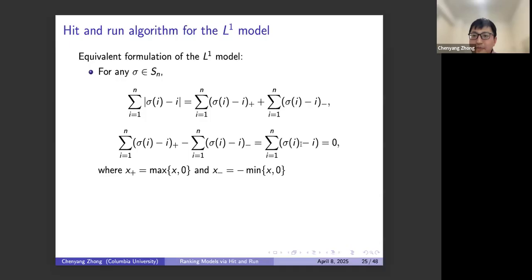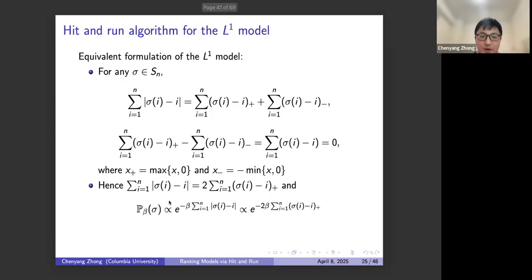And again, because sigma is a permutation, this summation is equal to 0. So the two summations here are actually equal. And therefore, we get an alternative expression for the L1 distance, which is expressed as 2 times the summation of i from 1 up to n of the positive part of sigma_i minus i. Okay, so in this way, we can rewrite the original probability distribution for the L1 model in this new form.